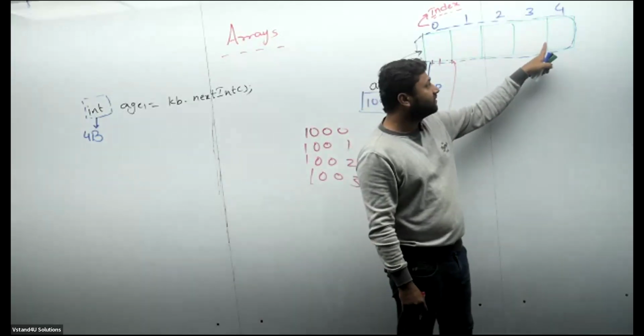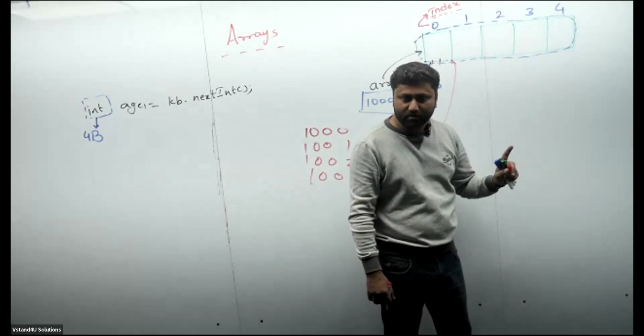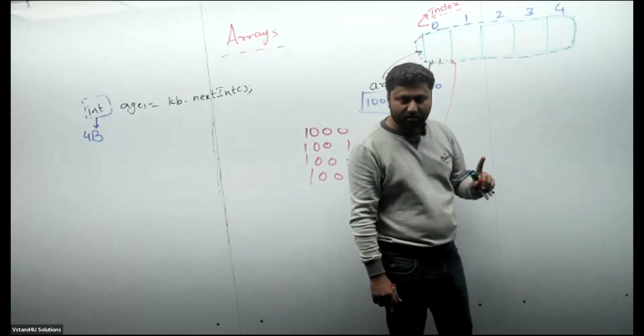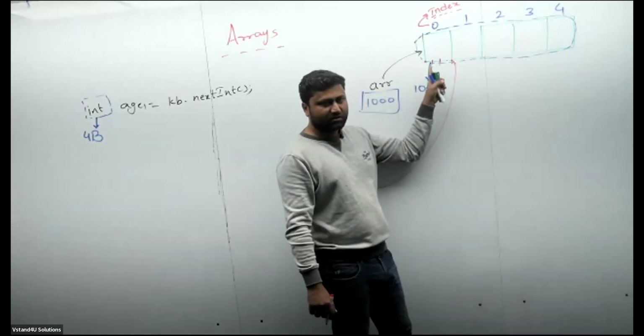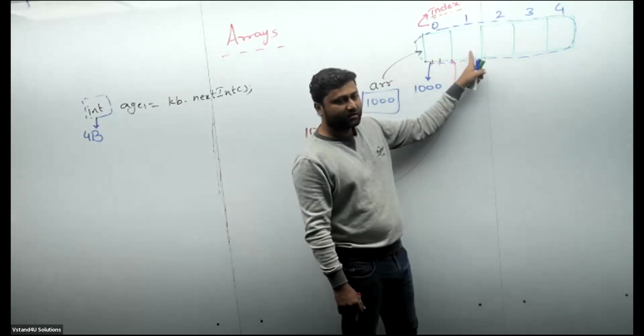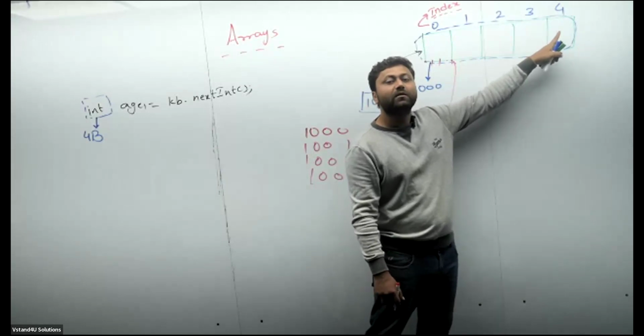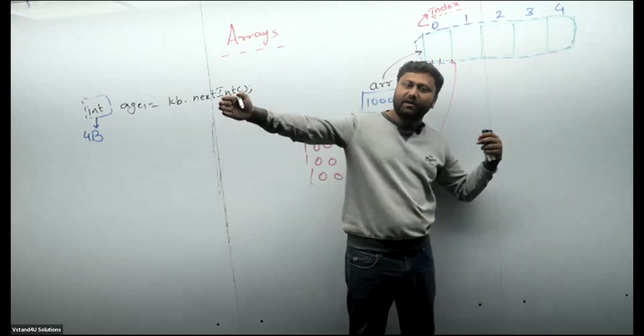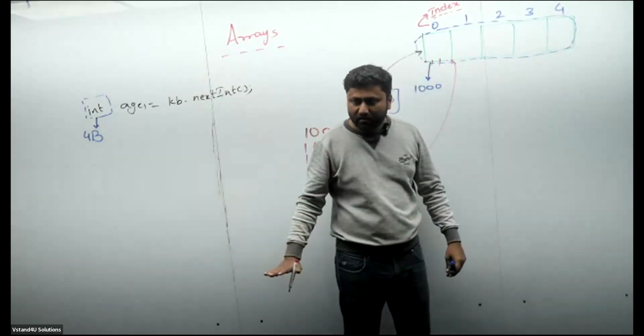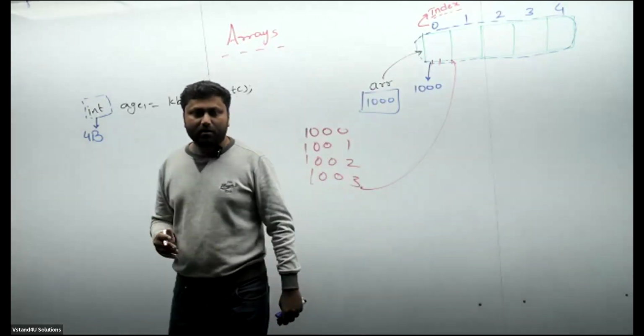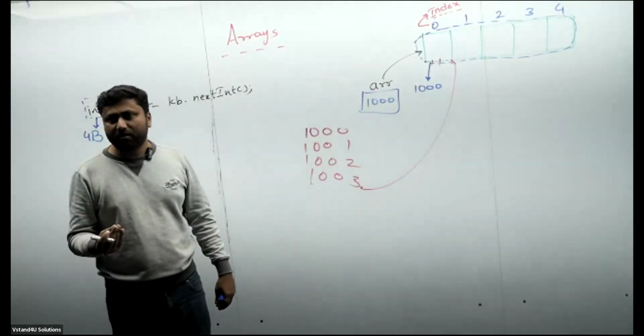1008, 1000, what miscalculation am I doing? Correct is this: it will start from 1000, 1001, 1002, 1003. Then 1004, 1008, 1012, 1016. Like this, it will keep proceeding. Are you sure? Guys, louder.